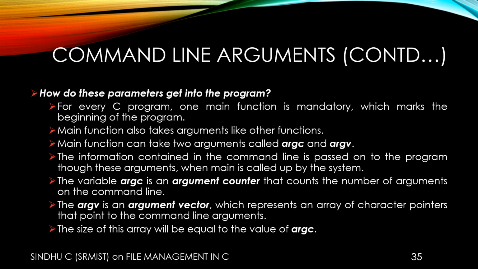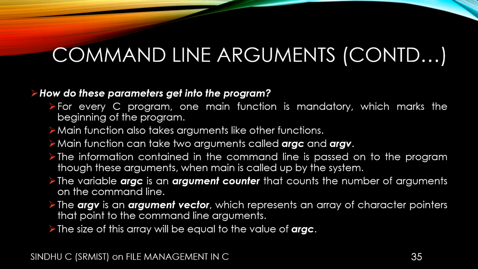Now, how do these parameters get into the program? We have seen program xfile yfile. For every C program, one main function is mandatory, which marks the beginning of the program. Only one main function is there and it is mandatory. Now, main function also takes arguments like any other function. Main function can take two arguments, argc and argv. The information contained in the command line is passed on to the program through these arguments when main is called up by the system.